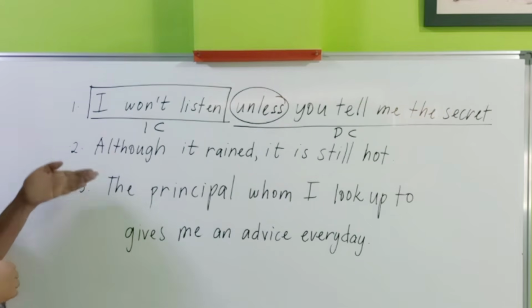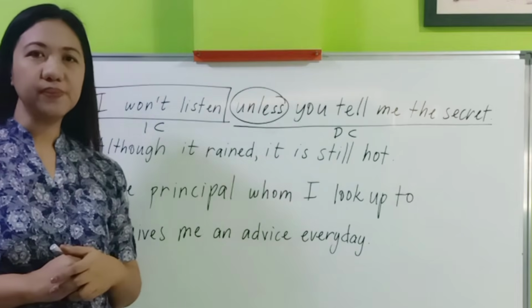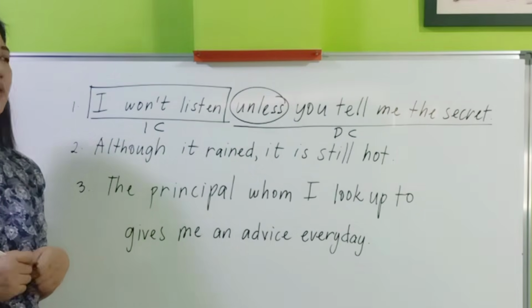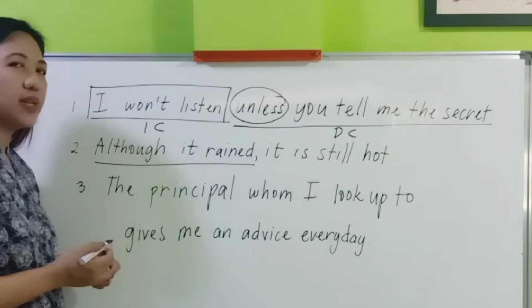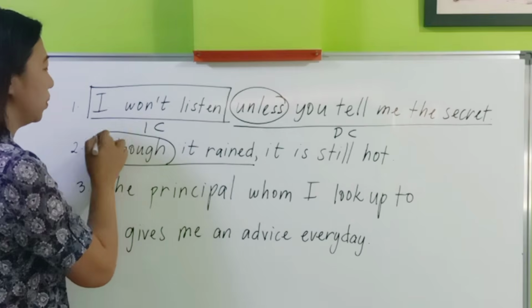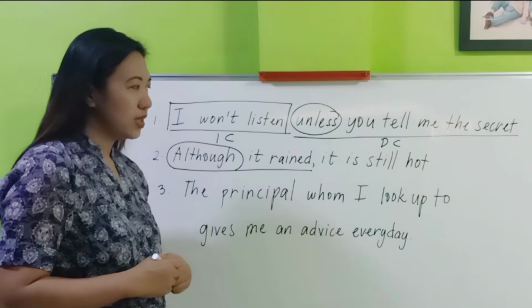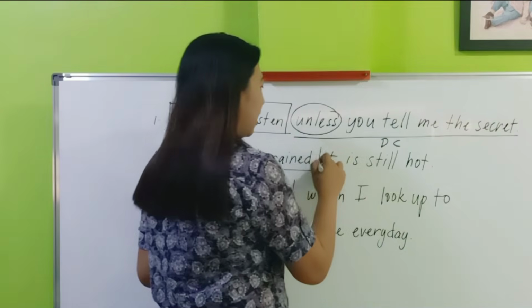Number 2. Although it rained, it's still hot. Dependent? Yes. Although it rained. What's the subordinating conjunction used? Although. And of course, what is the independent clause? It is still hot.